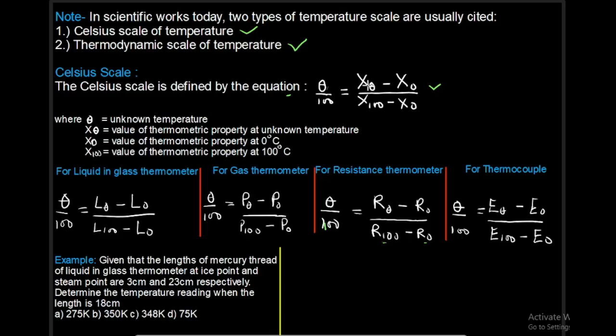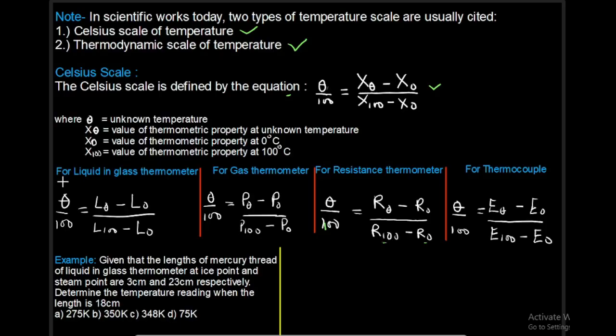100 is a constant. X theta is the value of thermometric property at unknown temperature. X naught is the value of thermometric property at 0 degrees Celsius. X 100 is the value of thermometric property at 100 degrees Celsius. So like I said, the value of X depends on the type of thermometer.